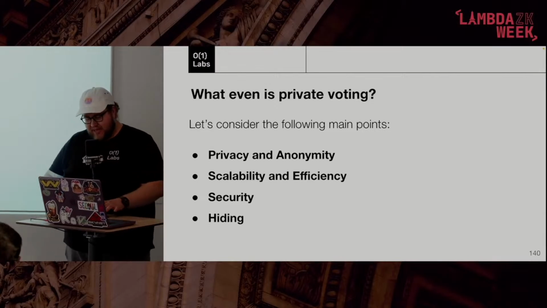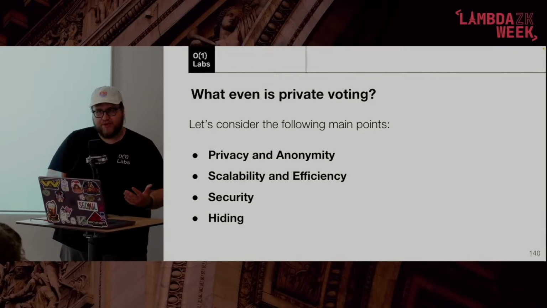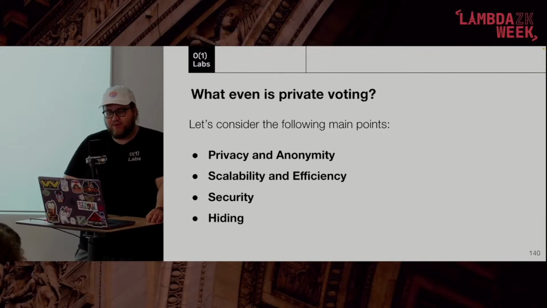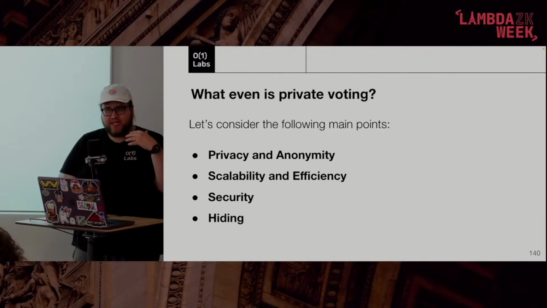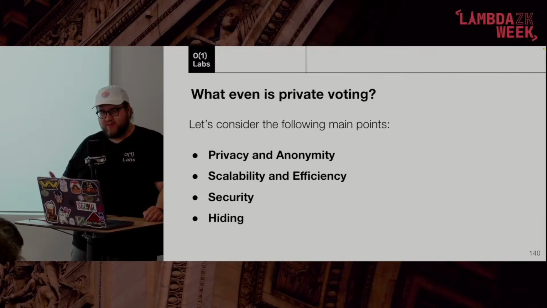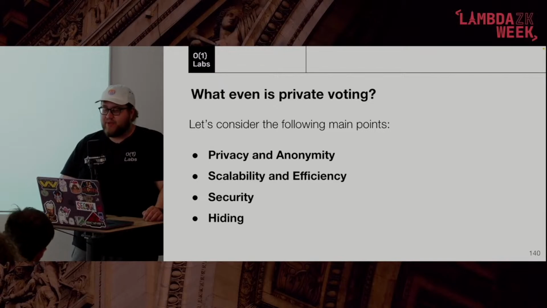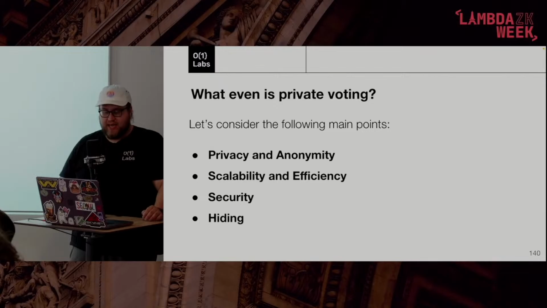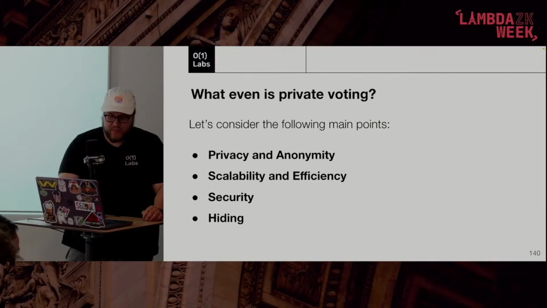Let's take a step back and consider what we want to do with private voting, what private voting is about, and what the main points are that we want to fix. Starting obviously with privacy. A voting application is supposed to be private. We don't want to leak any information. It should be scalable. We don't want users to pay a lot of fees. Secure, and it should also be hiding. So what does that mean?